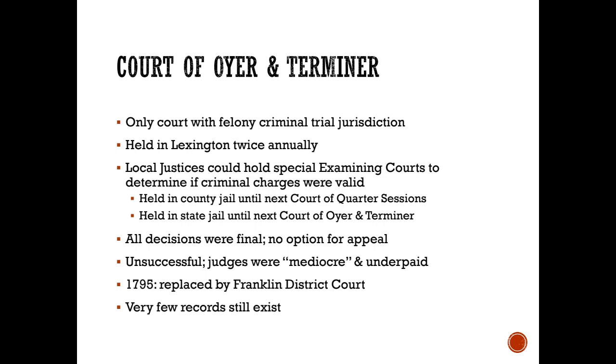The Court of Oyer and Terminer met twice a year. The local justices would hold special examining courts to decide if criminal charges were needed for a particular crime. If it was a smaller charge, they would probably hold the person in county jail until the next Court of Quarter Sessions, which was a more common occurrence. But if it was a very serious felony charge, they would hold them in a state jail until the next Court of Oyer and Terminer. Since it only met twice a year, that might be a very long wait.